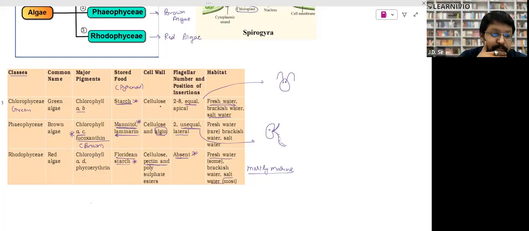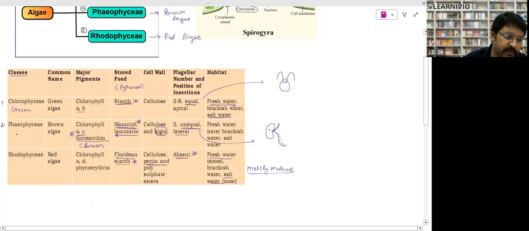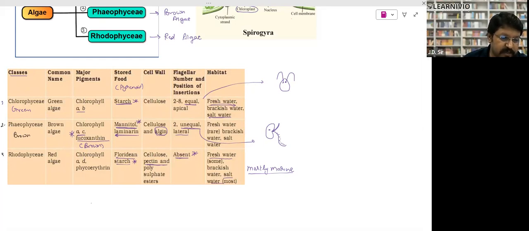So there are three classes of the algae. Chlorophyceae, that is the green algae. Then Phaeophyceae, that is the brown algae. They are of brown color, right? And Rhodophyceae, that is the red algae, so they are red in color. It is written over here, common name: green algae, brown algae, red algae. Then the major pigment: chlorophyceae means green algae, they have chlorophyll A and B.